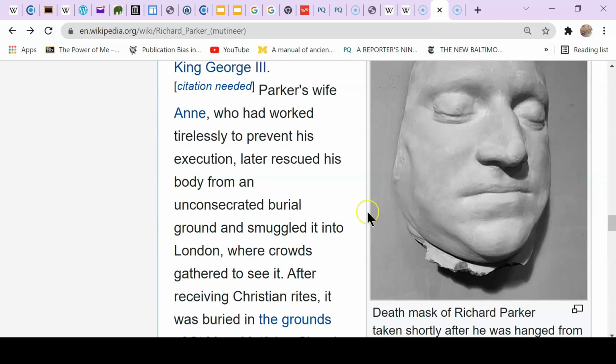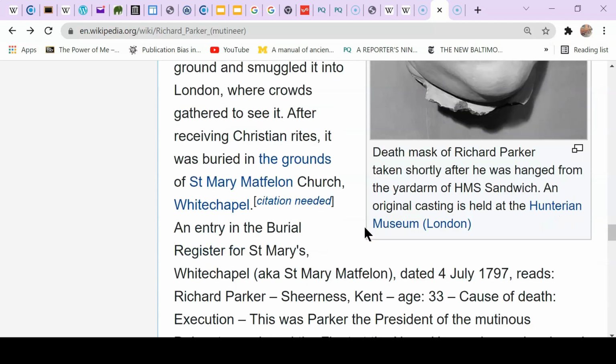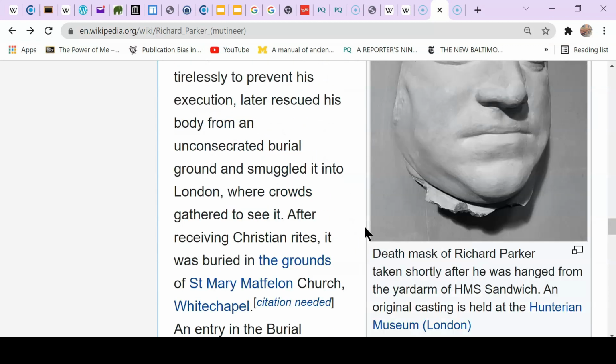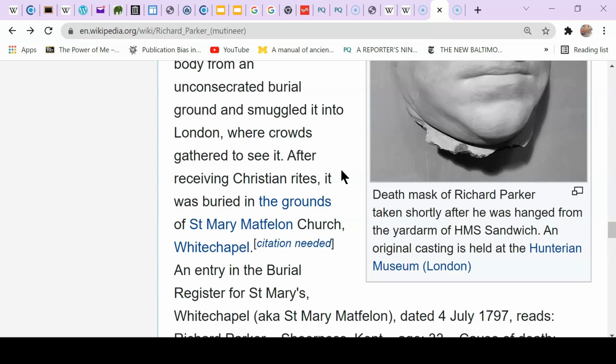These types of stories were used exactly the same way they're used today. This story was a diversionary tactic, this Nore mutiny. And so after receiving Christian rites, the body was buried on the grounds of St. Mary Matfelon. And I think that's interesting. We're in Matfelon Church, Whitechapel.